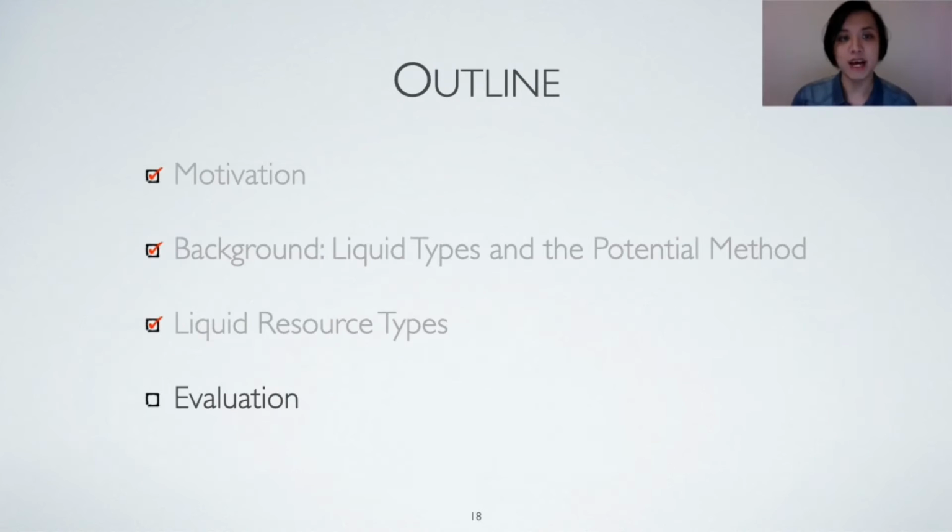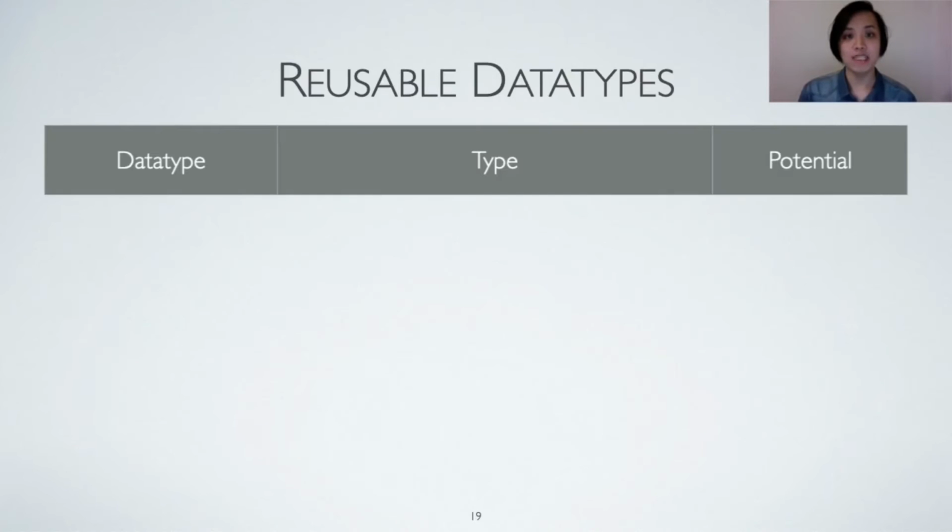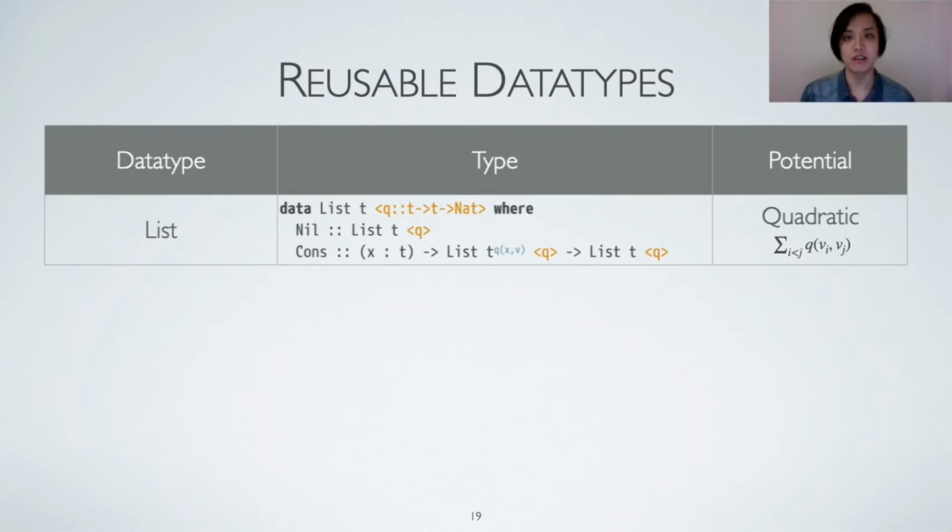After I explain how our type system formally expresses and automatically verifies resource bounds with liquid resource types, you might wonder whether the system is effective in practice or not. Let's first take a look at some reusable resource-annotated data types, which we'll use to specify the type signatures for our benchmark programs. The first one, for quadratic potential over lists, we have already shown during the presentation.